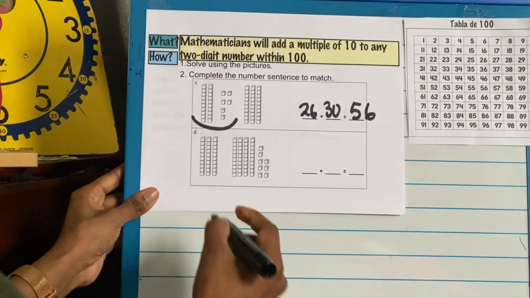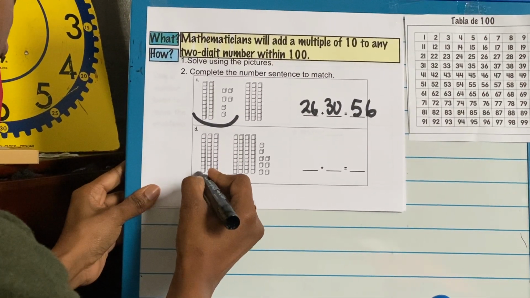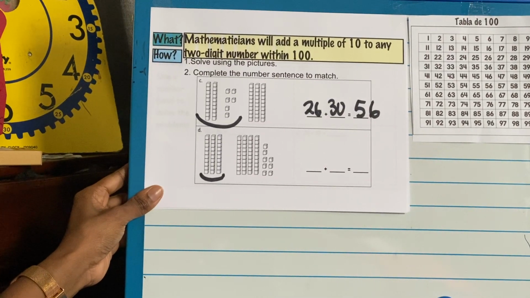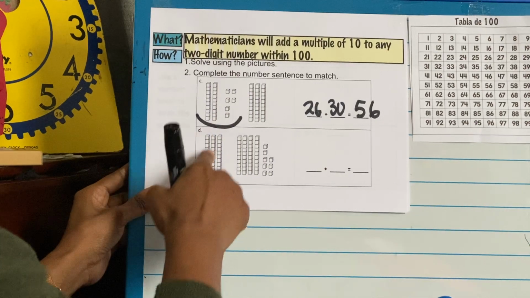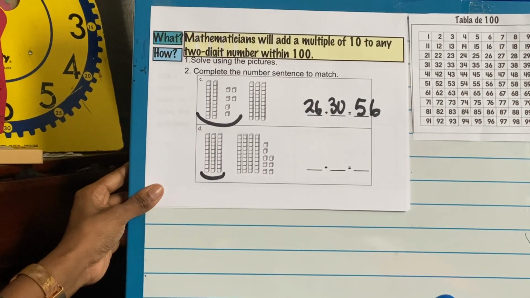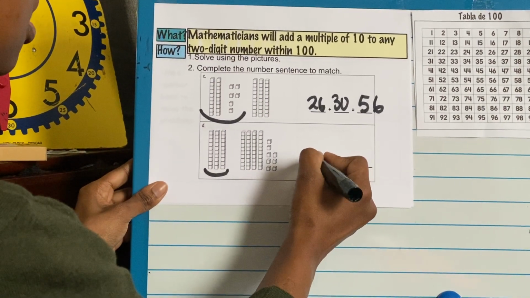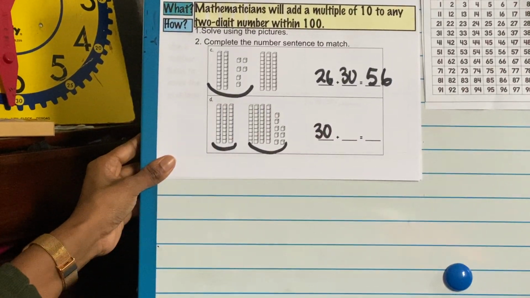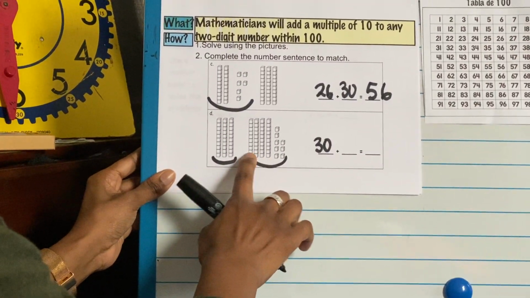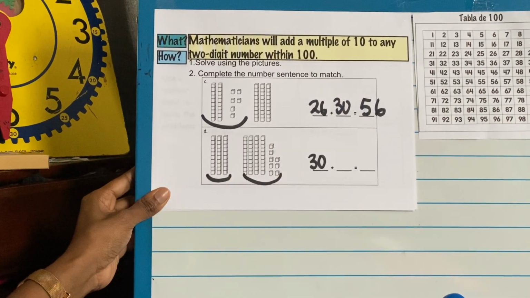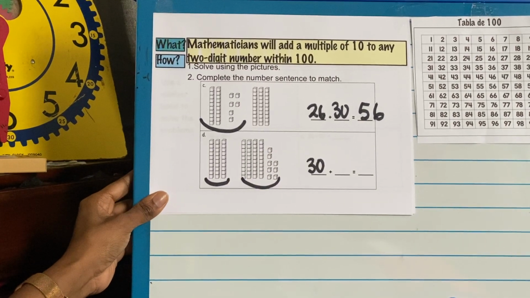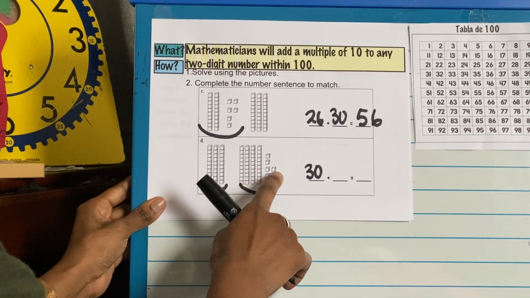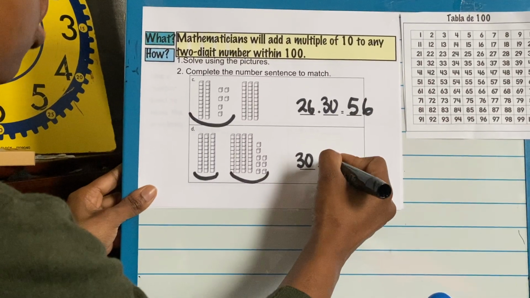Let's do one more. What do we see? How many groups of 10s? So we see 3 groups of 10s, and that equals what? 30. What about on the other side? We have what? 4 groups of 10s and how many ones? So 4 10s equals 40, and 8 ones equals 48.